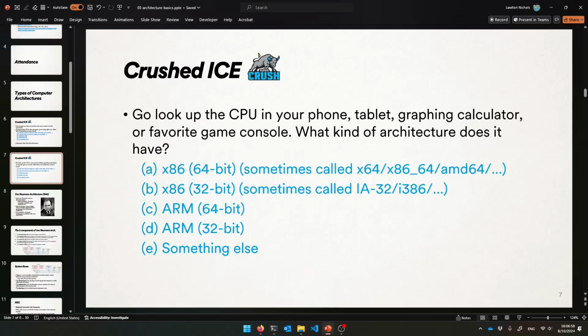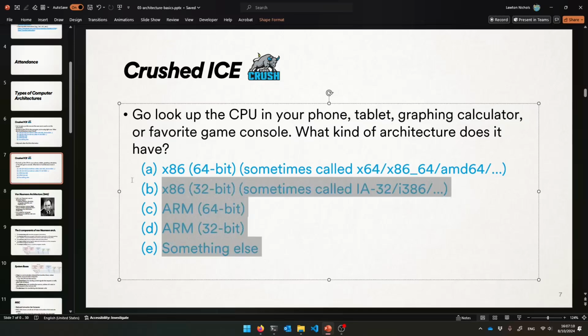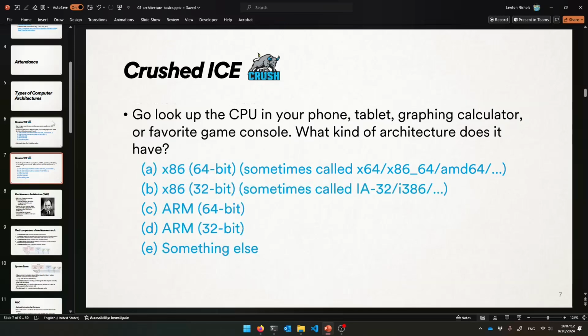And then also, if you have a phone, smartphone, tablet, graphing calculator, or even just your favorite game console of all time, pick one of those and also go look up the CPU there. What kind of architecture does it have? And choose one. All right, could be something else.